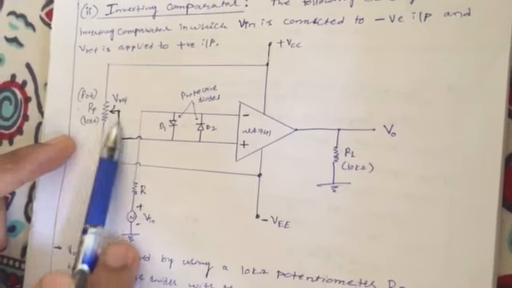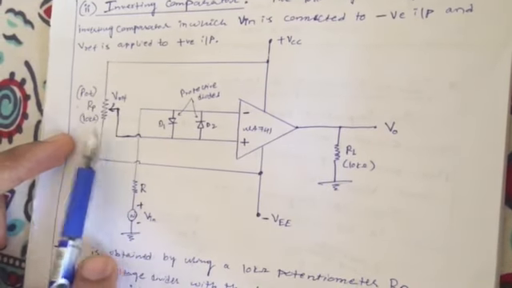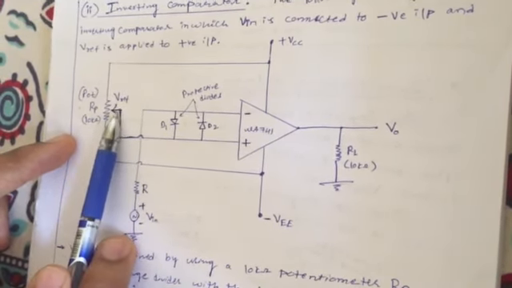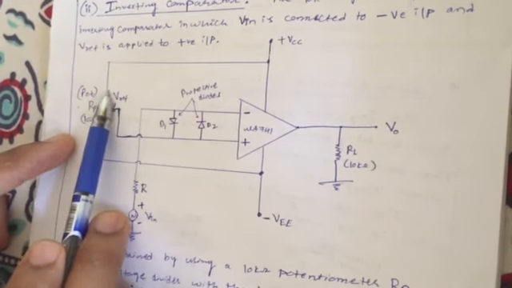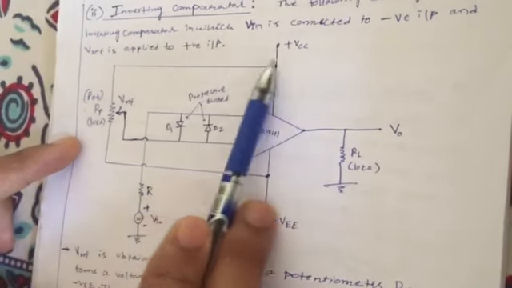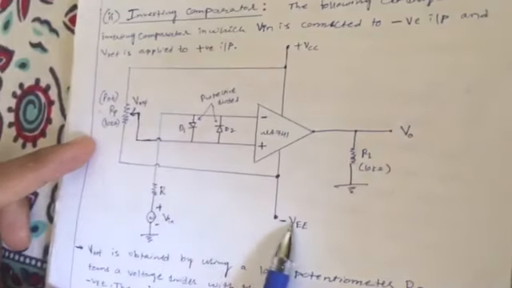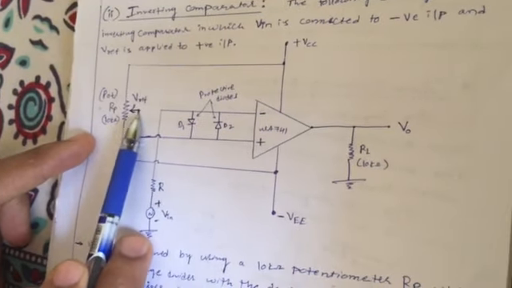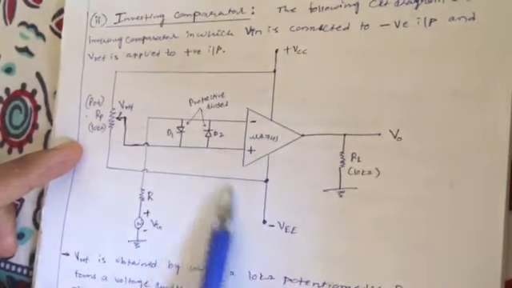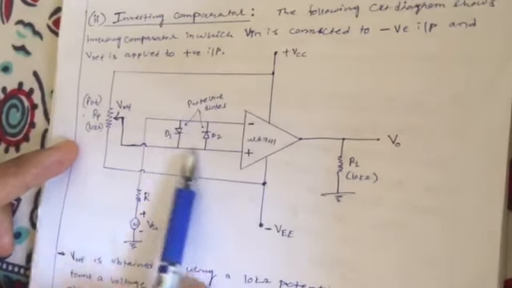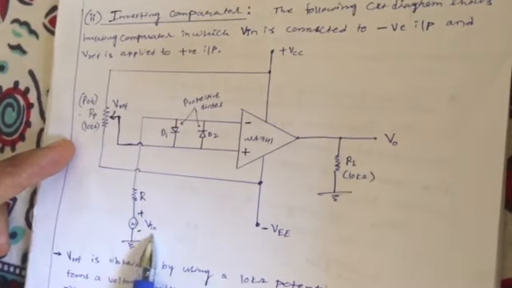A pot is a variable resistance which has three terminals. One is this one, the second is this, and the third is the center terminal, which is also called a wiper, a movable terminal. The upper end of the potentiometer is connected to plus VCC, the lower end is connected to minus VEE, and the center terminal, called the wiper, is connected to the positive terminal of the operational amplifier. Once again, these two diodes D1 and D2 are used to protect the op-amp from excessive input voltage Vin.